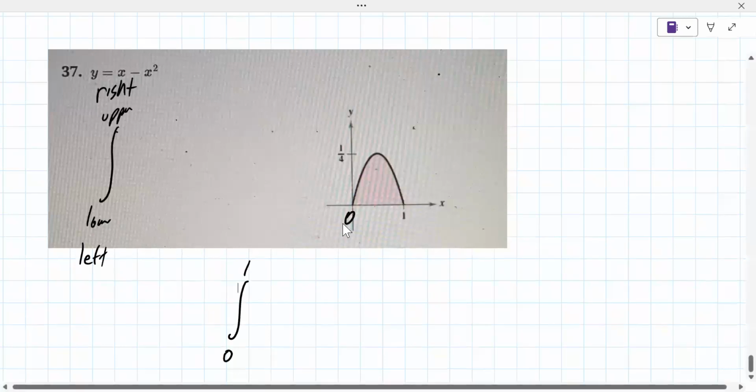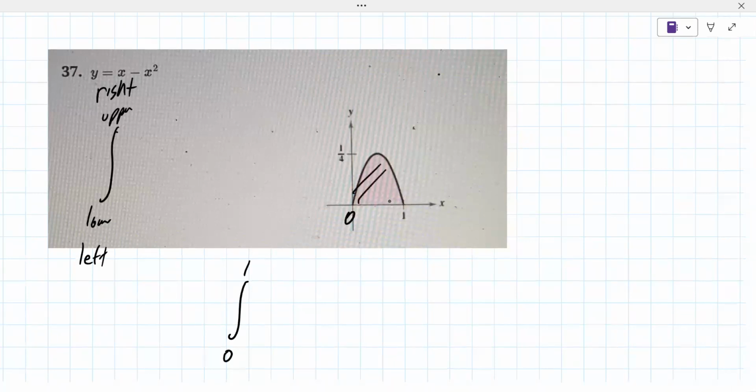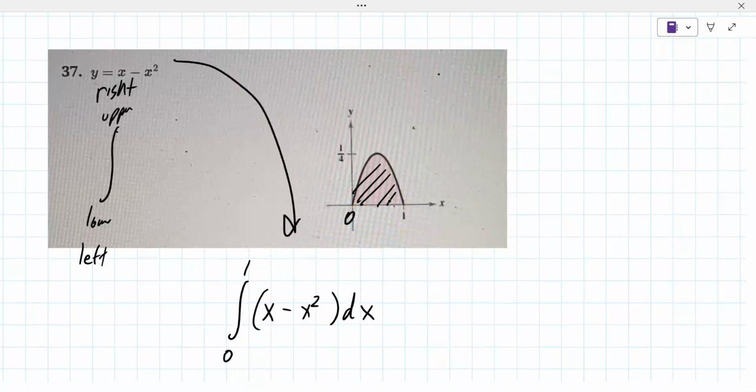Do you see how I came up with those values here? Yes. Okay. Now, if this thing swung down, it would be a different story, but it doesn't. We don't have to worry about that right now. X minus x squared dx. I'm just grabbing that function. All right, so why don't you try taking the antiderivative here, evaluating the endpoints, and going from there.